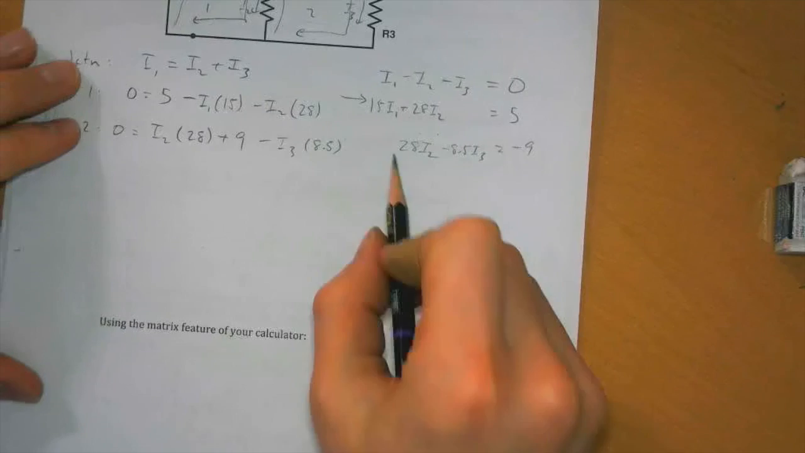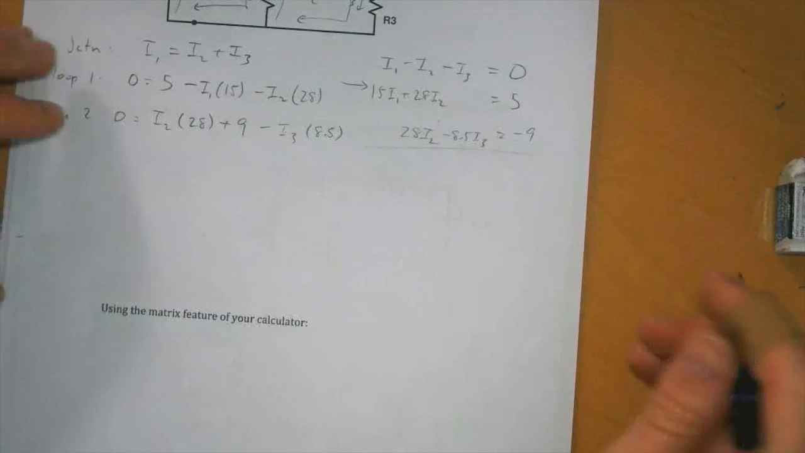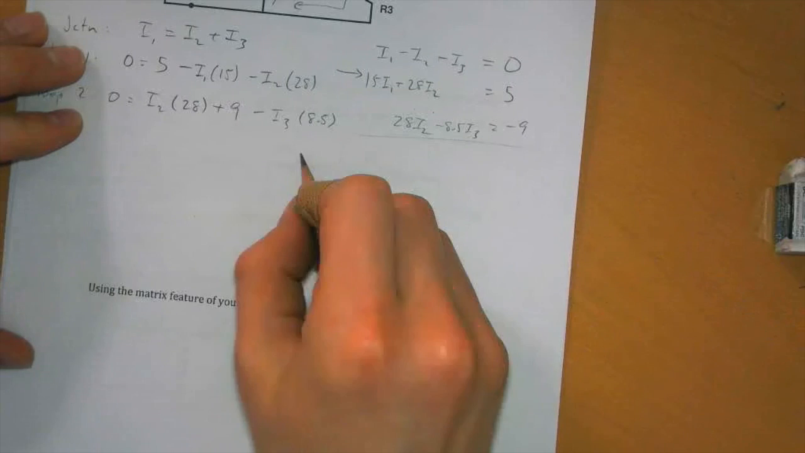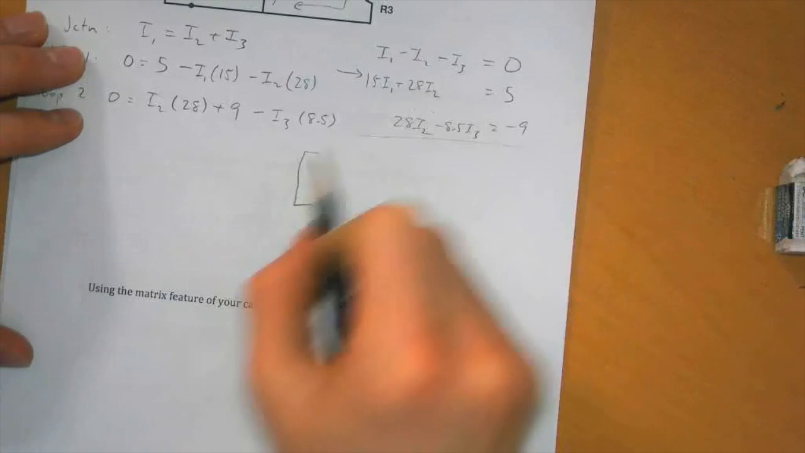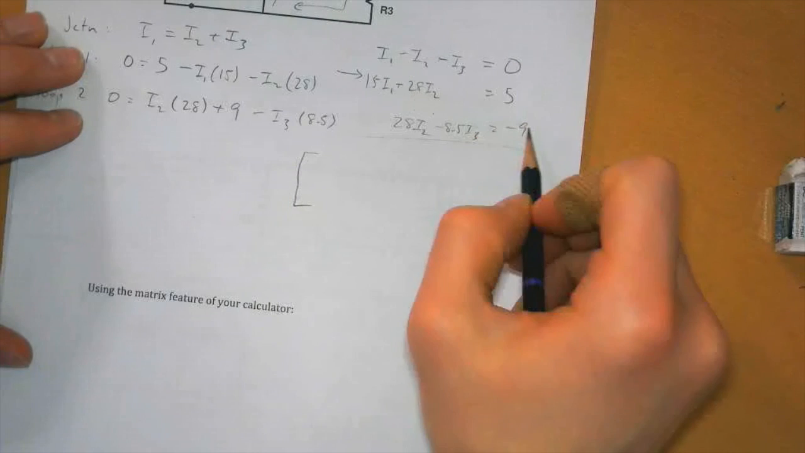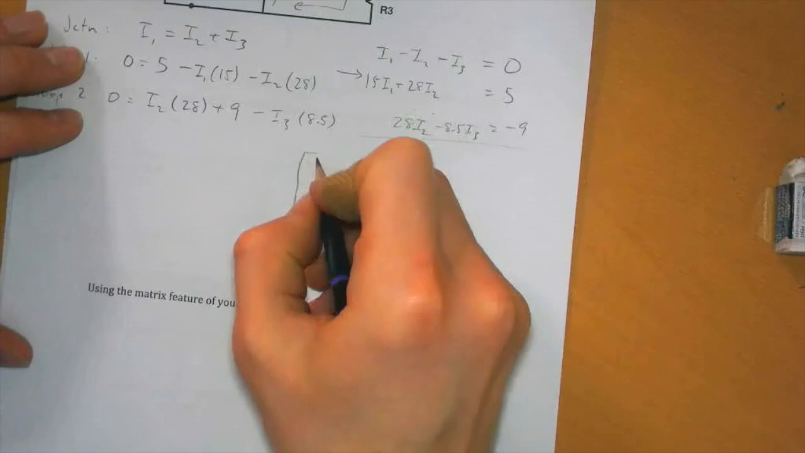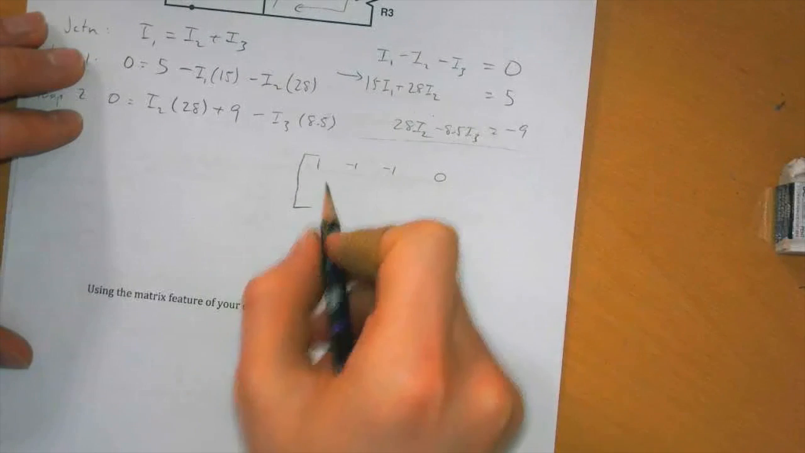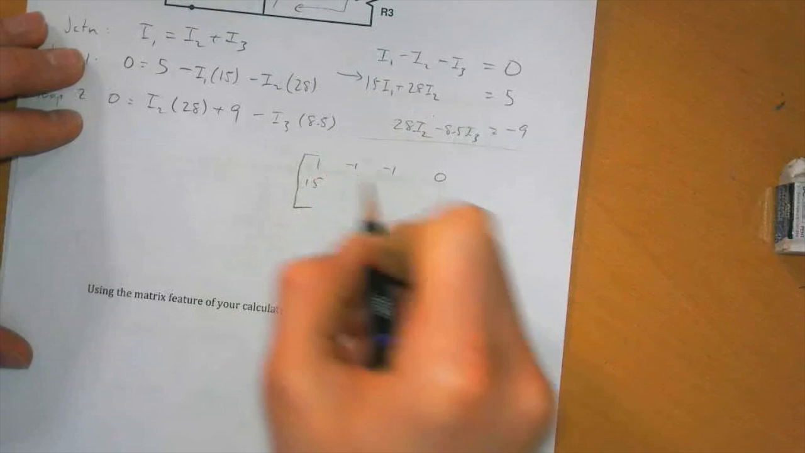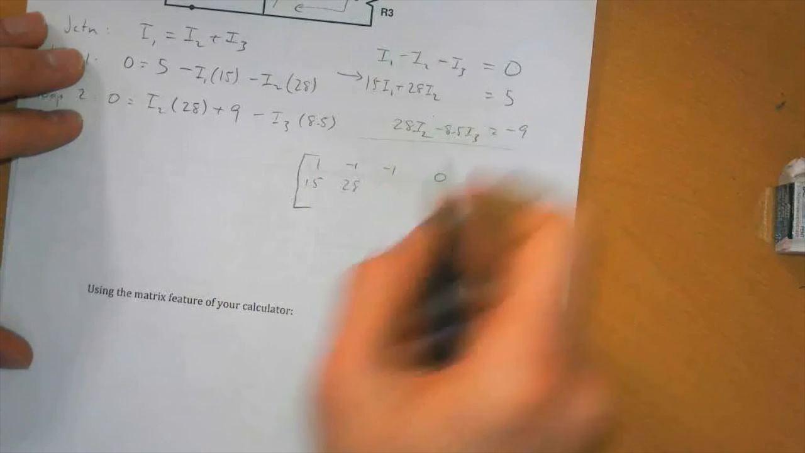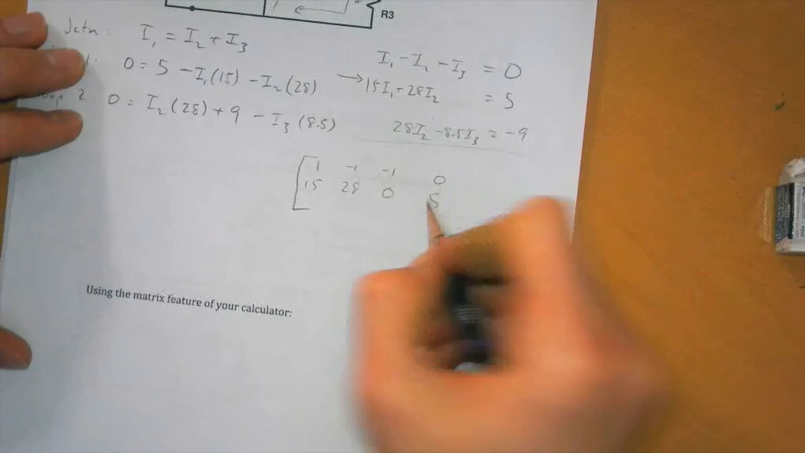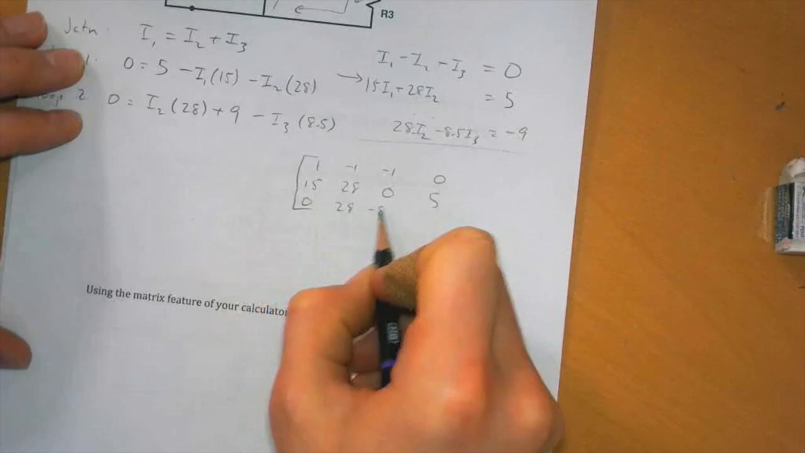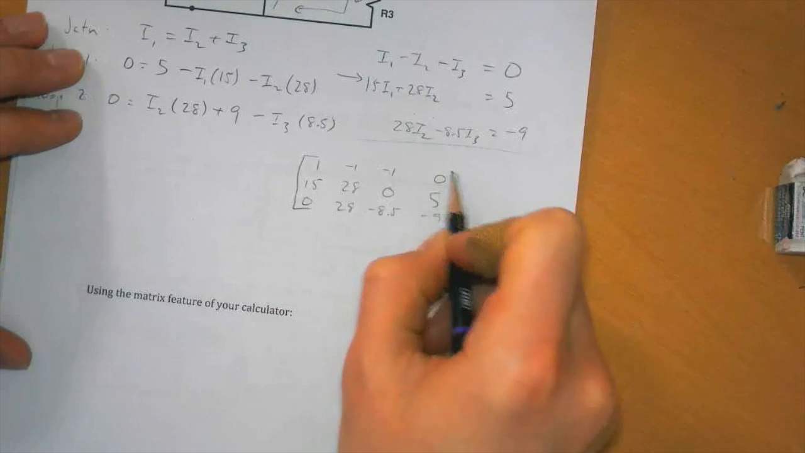Now you may or may not remember, but this system can be represented by a matrix, with the entries of the matrix being the coefficients and then the numbers over here. So the coefficients in my first equation are 1, negative 1, negative 1, and that's equal to 0. Here are my coefficients. We've got 15, 28. There's no I3, so the coefficient there is 0. That equals 5. Then 0, 28, negative 8.5, negative 9.